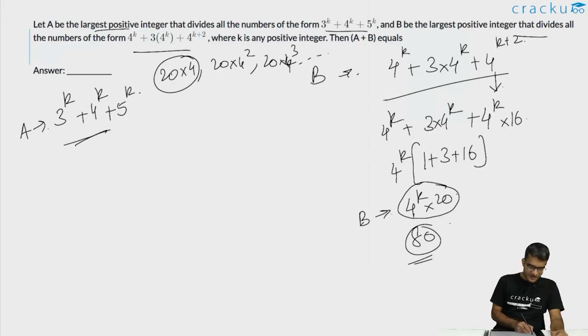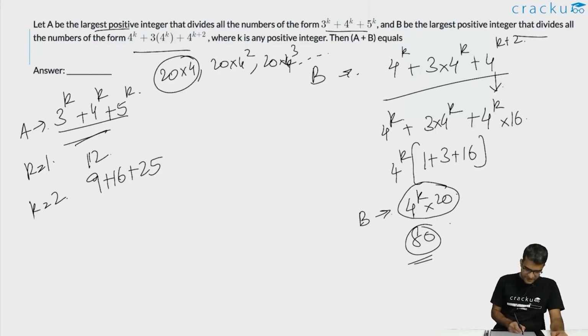If you are substituting the value of k to be equal to 1, the sum 3 to the power k plus 4 to the power k plus 5 to the power k is equal to 12. If k is equal to 2, that will be equal to 9 plus 16 plus 25, which is equal to 50. If k is equal to 3, this is 27 plus 64 plus 125.